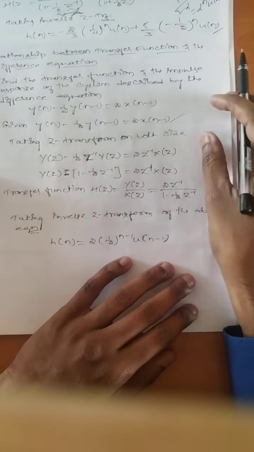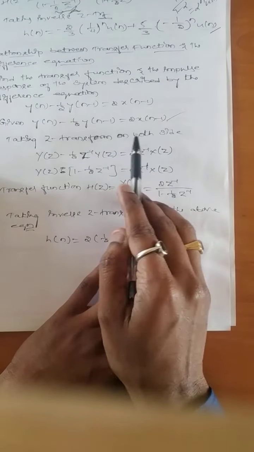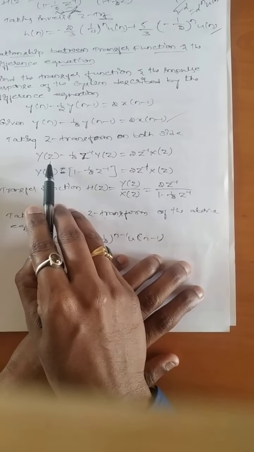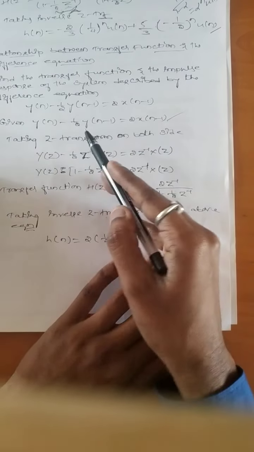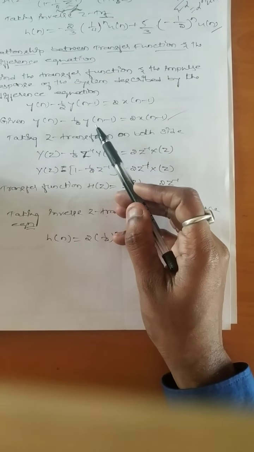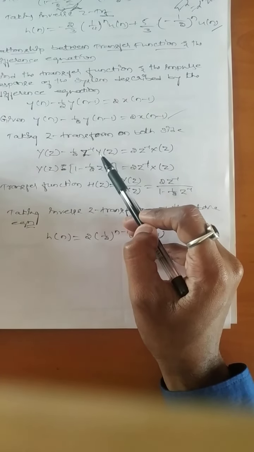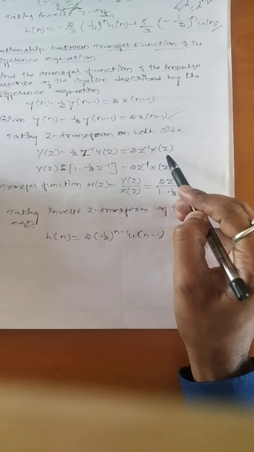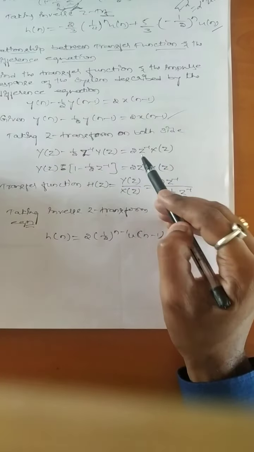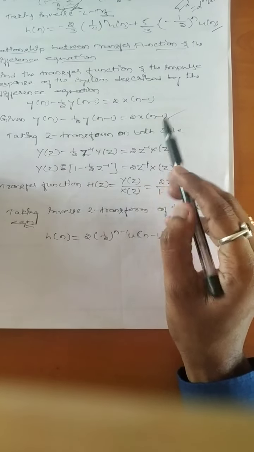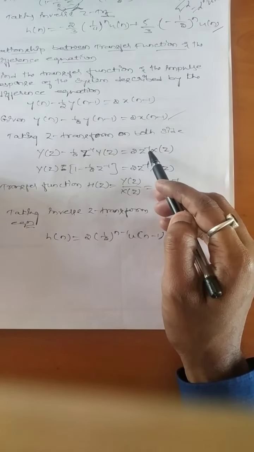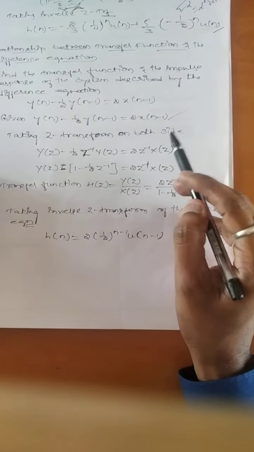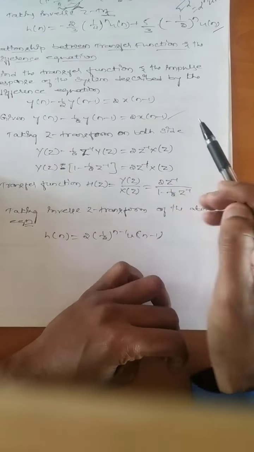So what I have written here is taking the z transform on both the sides. If you take the z transform on both the sides, the small y of n will become capital Y of z, and minus 1 by 2 z inverse Y of z is equal to 2 into z inverse X of z. If it is x of n minus 1, we write z power of minus 1. If it is x of n minus 2, write z minus 2. If it is x of n minus 3, write z minus 3. That is the only change.